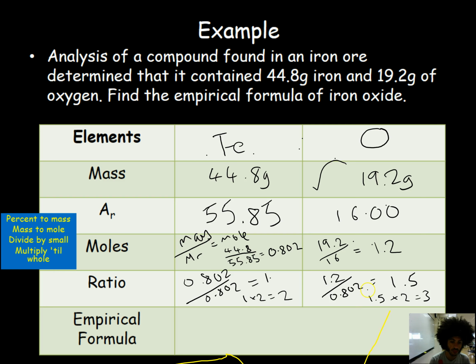So now I'm pretty much finished. You can see that the ratio of atoms is 2 to 3. So my empirical formula is Fe2O3. That's my empirical formula. All right? So that's the example if you're given masses.